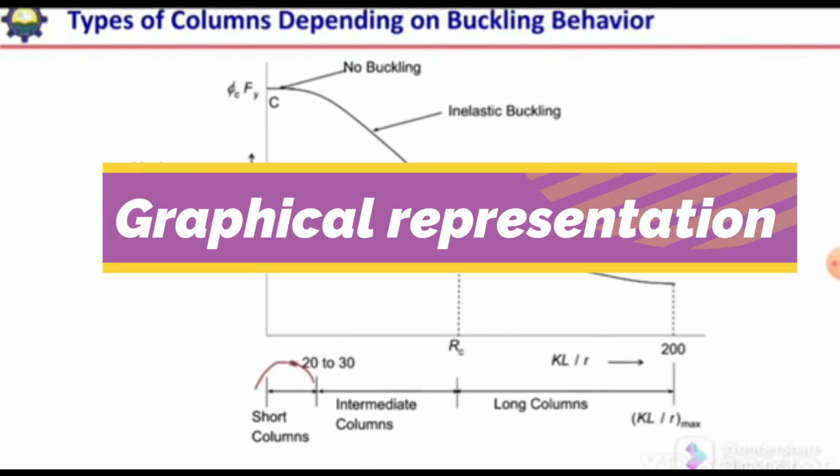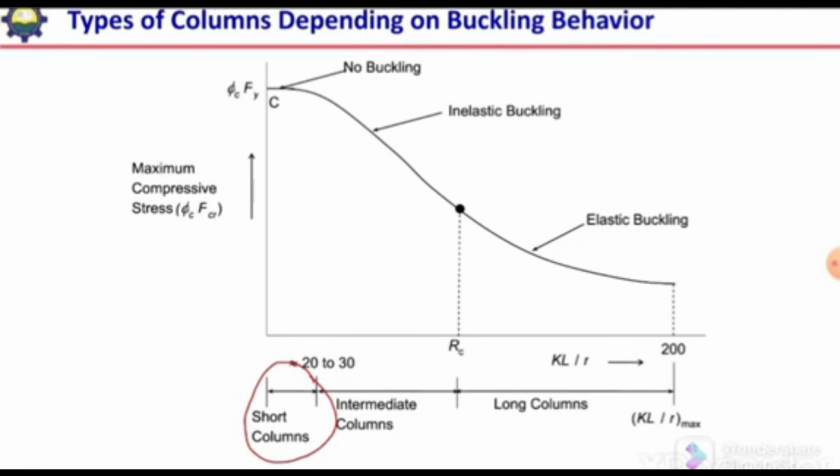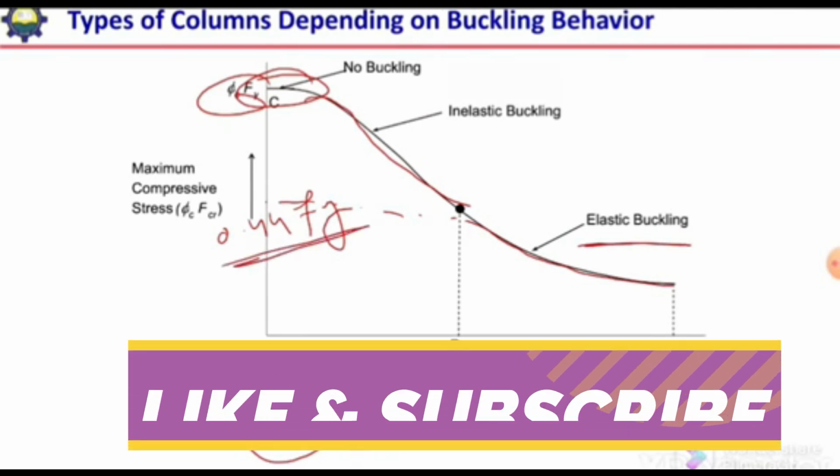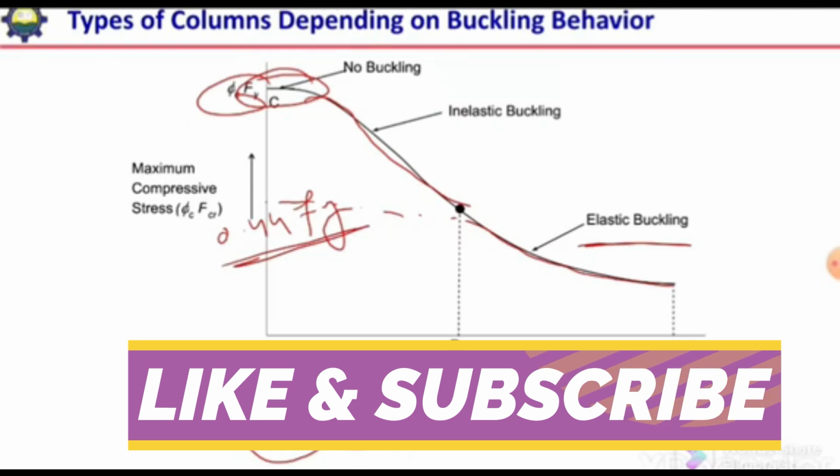Here, if the slenderness ratio is between 20 and 30, we can say it is a short column and the material will reach up to its yield strength or yield stress. If the slenderness ratio is between 30 and RC, it will be termed as an intermediate column, and we will have inelastic buckling and the stress will be less than Fy but greater than 0.44 Fy. And if the slenderness ratio is more than RC, we can say it is a long column and the buckling will be elastic buckling. No part of the section will yield and the stress in the section will be less than 0.44 Fy.